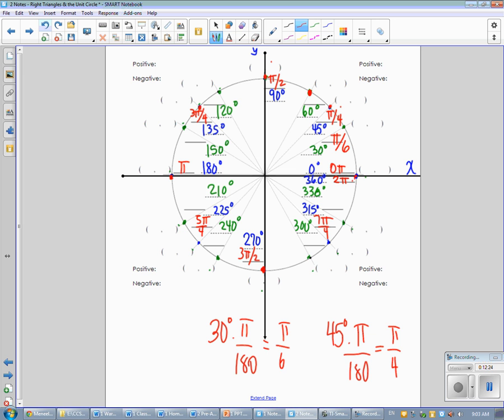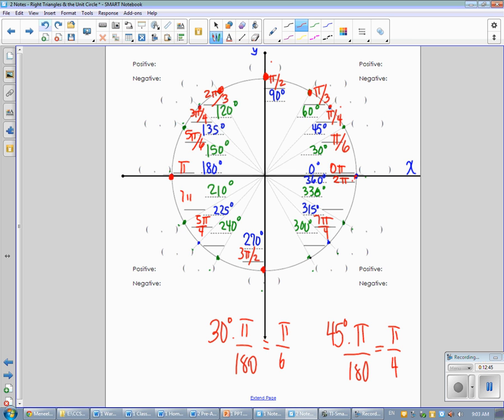This is going to be 2 pi over 6. But 2 pi over 6 reduces to pi over 3. This is going to be 3 pi over 6. This is going to be 4 pi over 6. But 4 pi over 6 is going to reduce to 2 pi over 3. And then I'm going to have 5 pi over 6. 6 pi over 6 is going to reduce to pi.